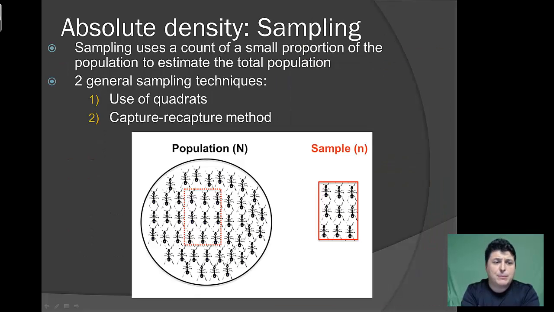Another way to determine absolute density is through sampling. With sampling, you use the count of a small proportion of the population to estimate the total population. For example, instead of counting all of these ants, we only count a few of those and use that as a proportionate example of the total population and extrapolate out to figure out the total population. Now, in general, there are two types of sampling techniques: using quadrats and the capture-recapture method.